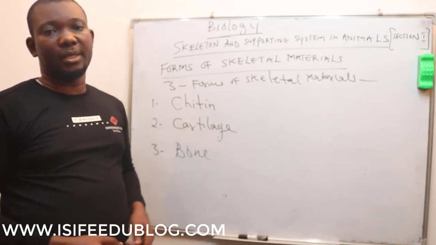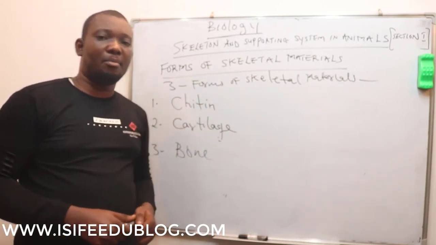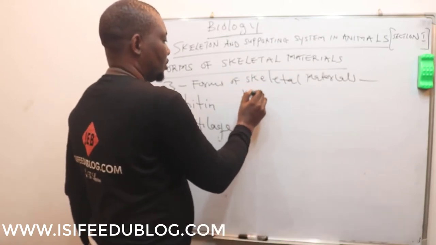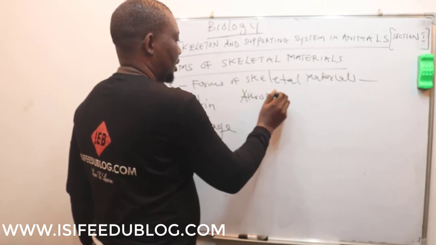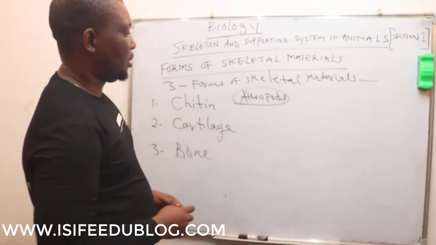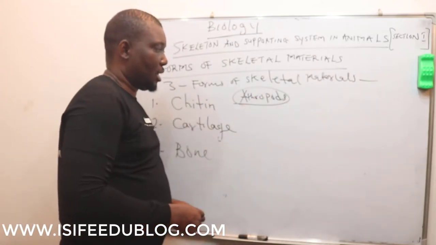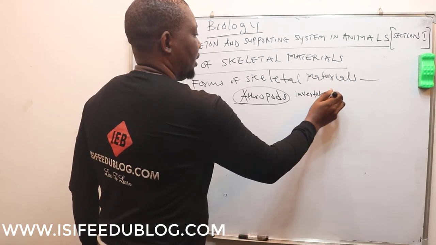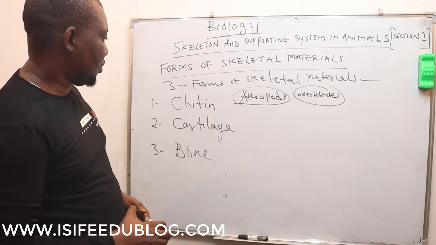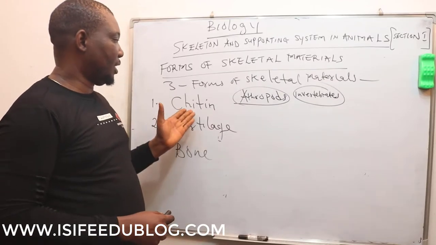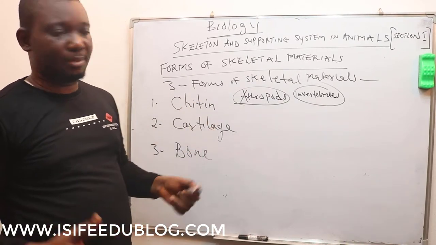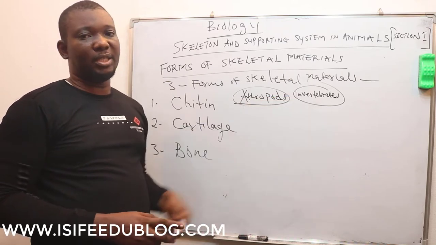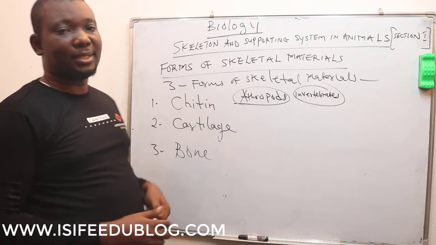Chitin is a skeletal material found in most arthropods. Arthropods are a class of invertebrates, that is, animals without backbone. This form of skeleton forms a basic encasement at the external parts of arthropods or invertebrates. The chitin is a tough and elastic material.